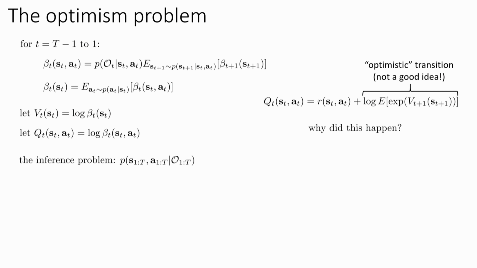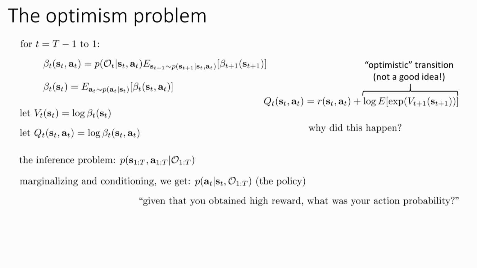The reason this happened is because we kind of asked the wrong question. Our inference problem is to figure out the probability of a trajectory given optimality. If you marginalize and condition this, you get the policy, P of A_t given S_t, comma O 1 through T. Intuitively, this query asks: given that you obtained high reward, what was the probability of your action? That seems like a very reasonable thing to ask. Like, I got $1 million, which means I obtained high reward. What was the probability of my action yesterday?